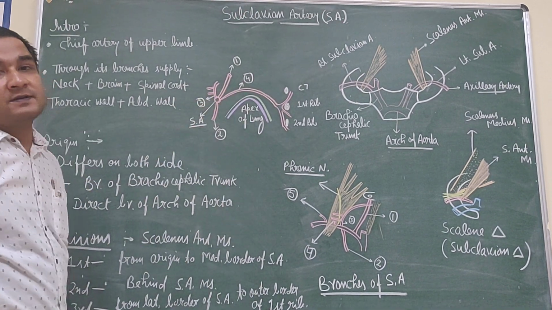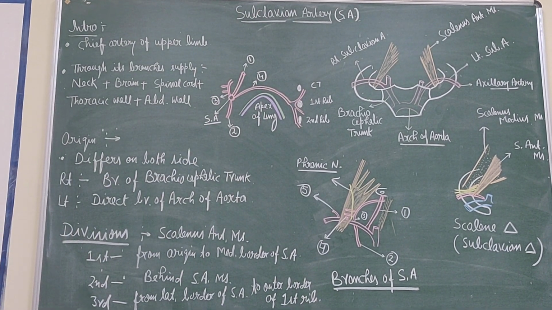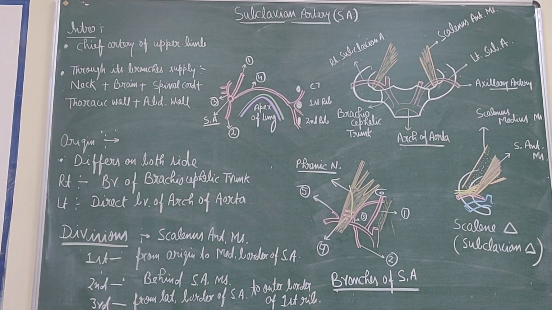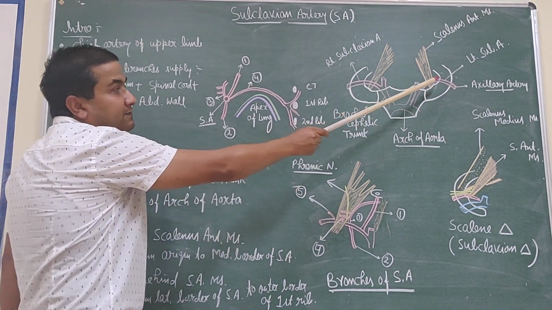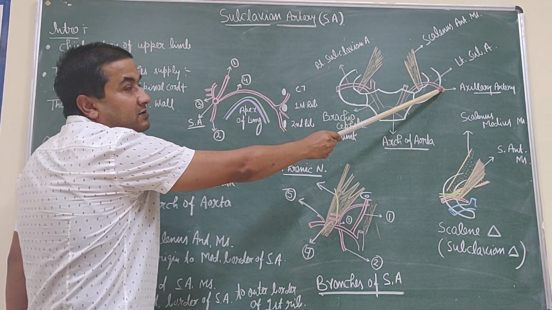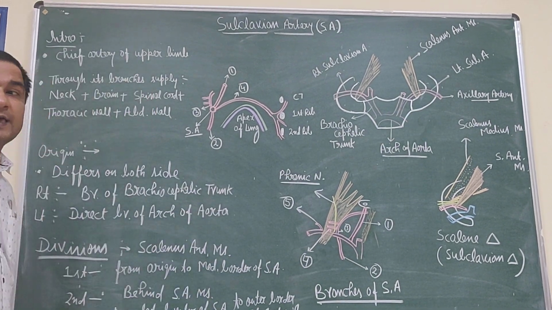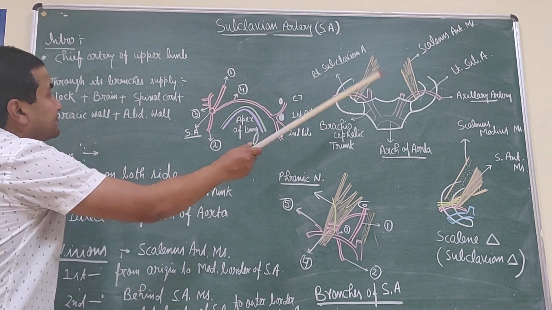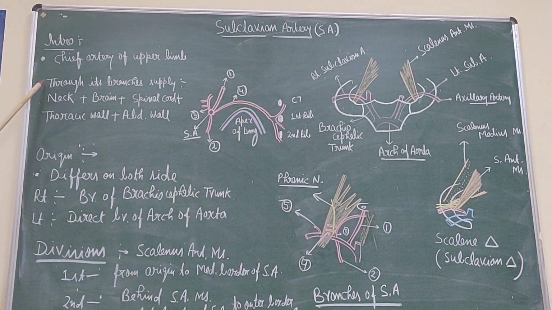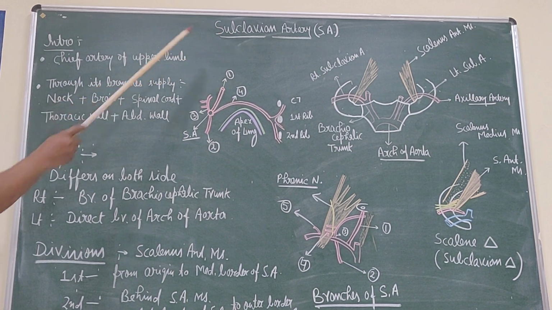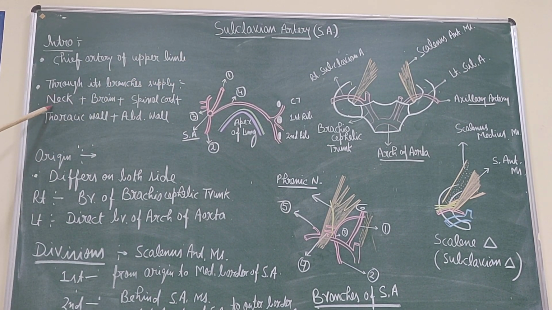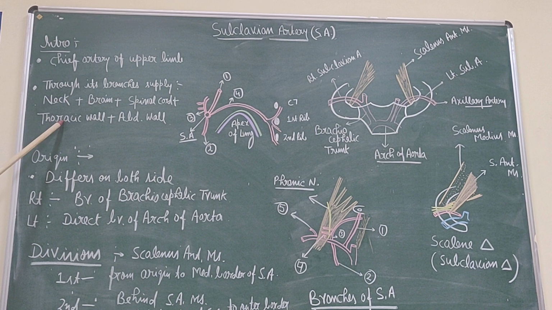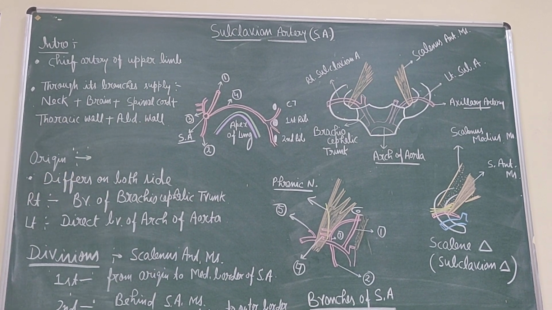The subclavian artery. We know this is the chief artery of the upper limb. As the subclavian artery crosses the outer border of the first rib, it becomes the axillary artery, which supplies the upper limb. But through its branches, this subclavian artery supplies the lower part of the neck, brain, spinal cord, thoracic wall, and the abdominal wall.